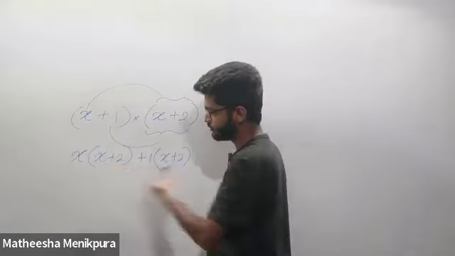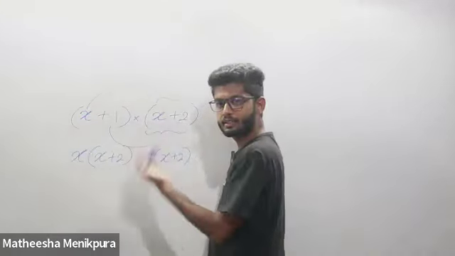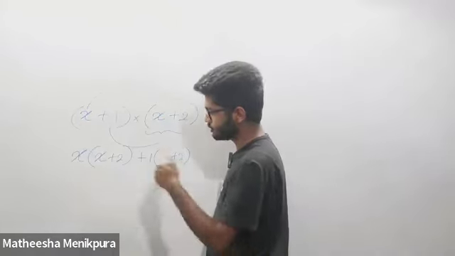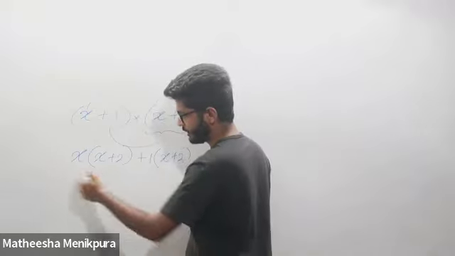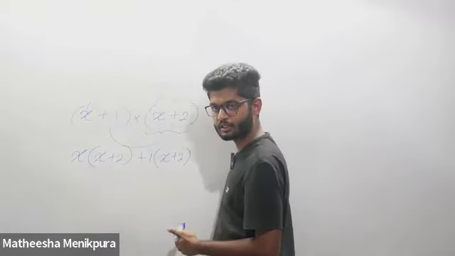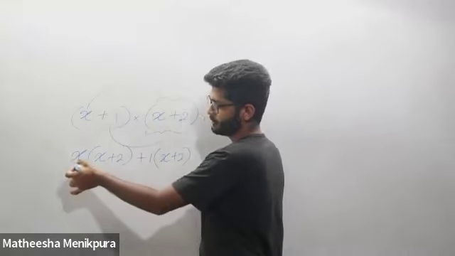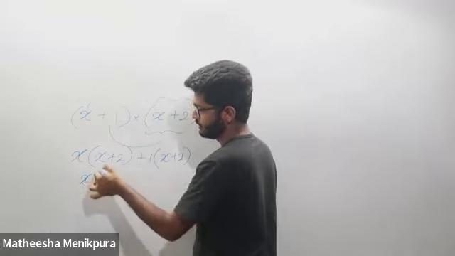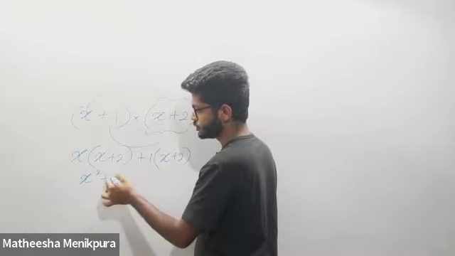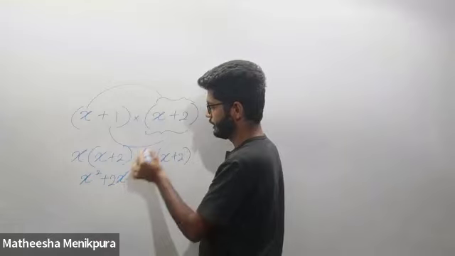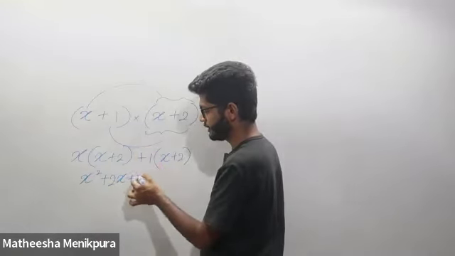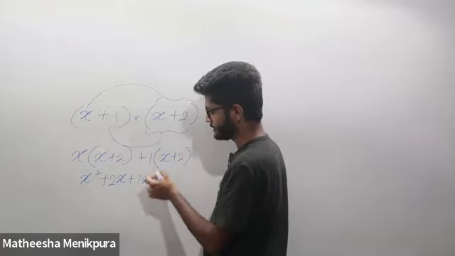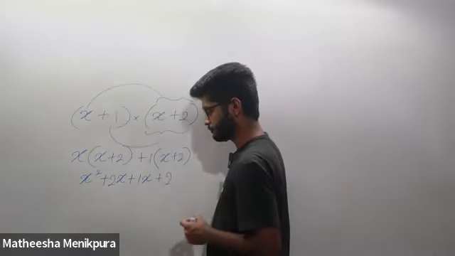So now this form is familiar for us. We have tried so many questions like this one. Same thing, remove the brackets, simplify as much as possible. x multiplied by x is x squared, x into 2 is 2x. Here 1 into x is 1x, or simply x. Plus into plus again plus, 1 into 2 is 2.